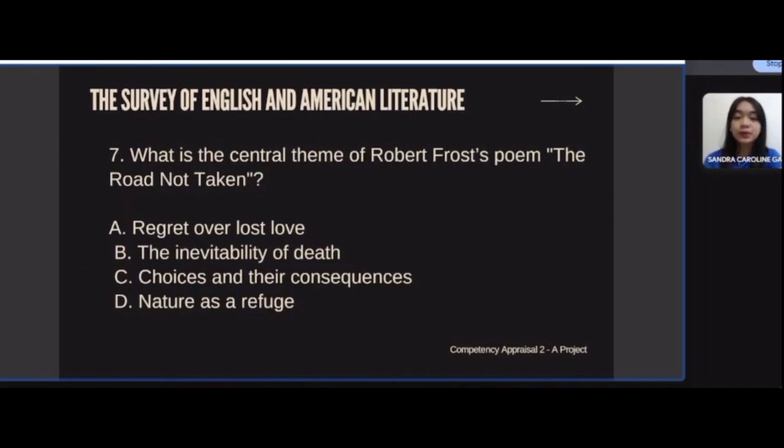The poem, The Road Not Taken, explores how choices define a person's path in life. Letter A is unrelated to the poem. B could be metaphorically inferred but is not central. Letter D is common in Frost but not the poem's main message.